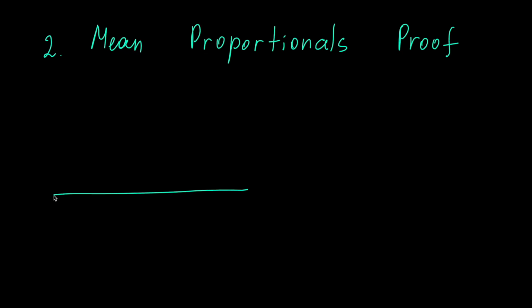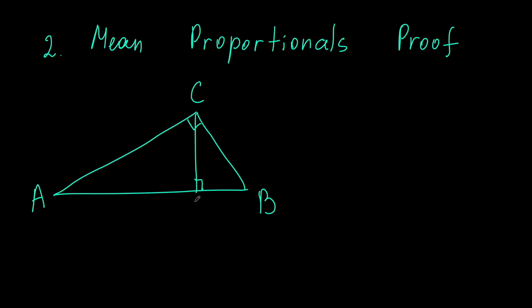Let me remind you what a mean proportional is. Let's consider a right-angled triangle ABC, and let's drop the altitude to the hypotenuse. We'll call the base of the altitude D. Now look at angle A. It's an angle of 2 triangles, ADC and ABC.